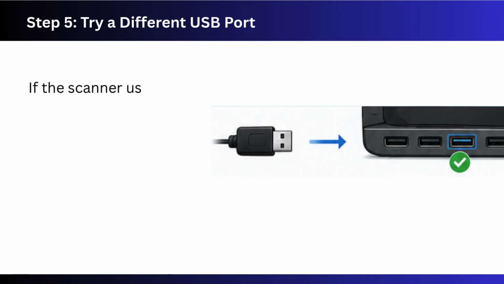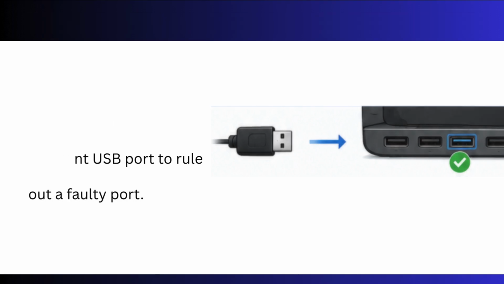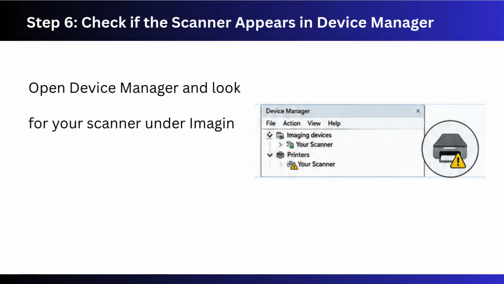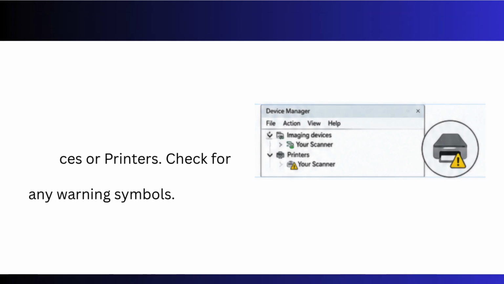Step 5. Try a different USB port. If the scanner uses a USB connection, plug it into a different USB port to rule out a faulty port. Step 6. Check if the scanner appears in Device Manager. Open Device Manager and look for your scanner under Imaging Devices or Printers. Check for any warning symbols.